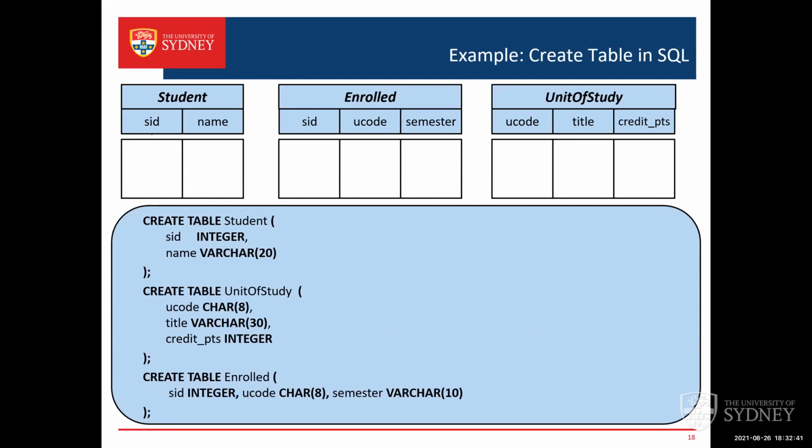Okay, probably got some idea. So for the student table: create table student, attributes, and their data types. Whatever data type you want to use is applicable. In this case, you are going to use that one. Same thing for the unit of study table. Data types are there, the attribute names are there, and the enroll table will also have the same thing.